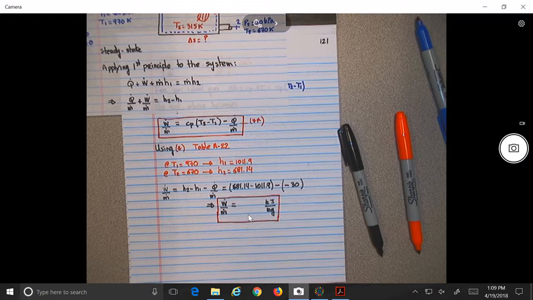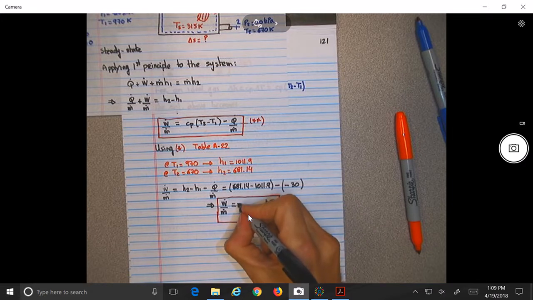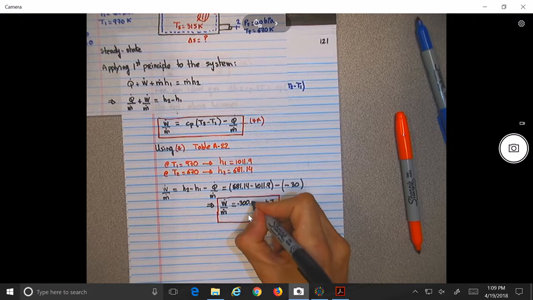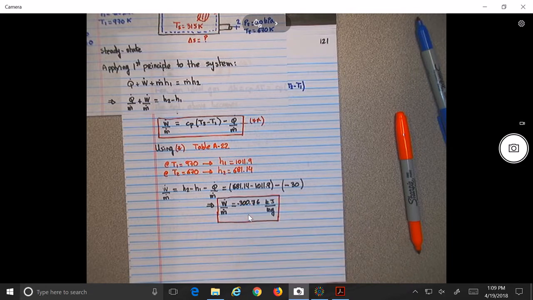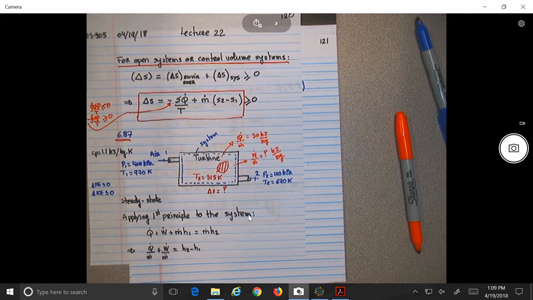Yeah. Minus 300.76. Yep. Okay, so what does that mean? Is the turbine doing work or receiving work? Doing work. And that's a good thing, no? The turbine should be doing work, no?